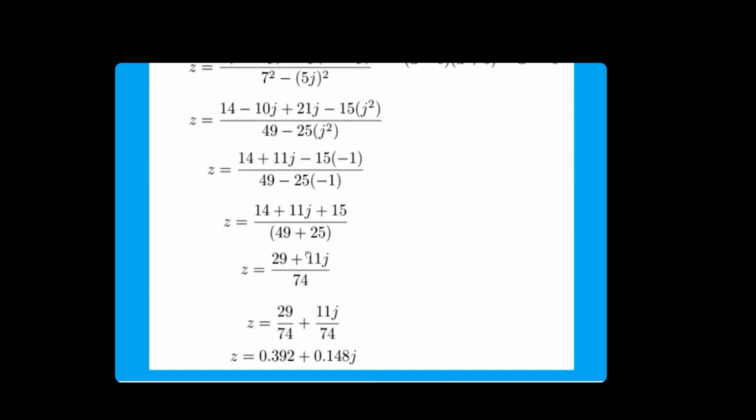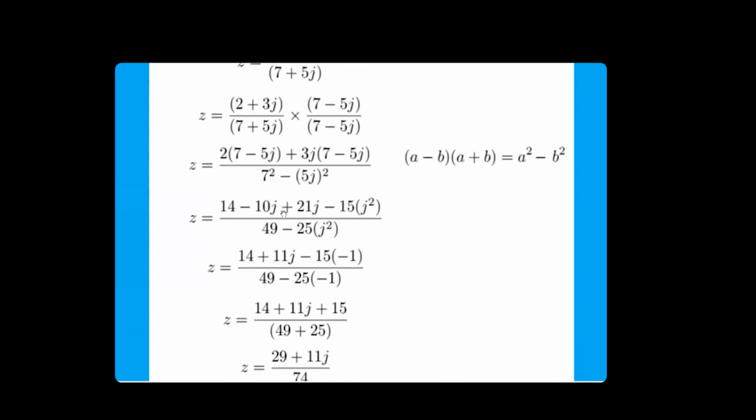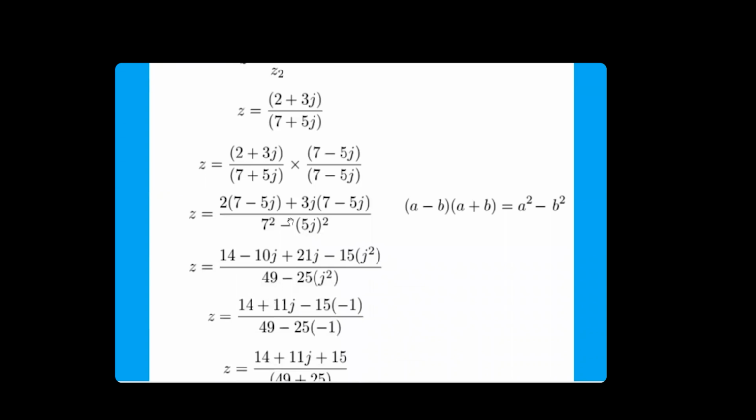In the denominator, 7 squared plus 5 squared is 49 plus 25, which is 74. Finally, break the fraction: 29 over 74 plus 11j over 74. Dividing 29 by 74 gives 0.392 and 11 by 74 gives 0.148. This is the result of the division of complex numbers.